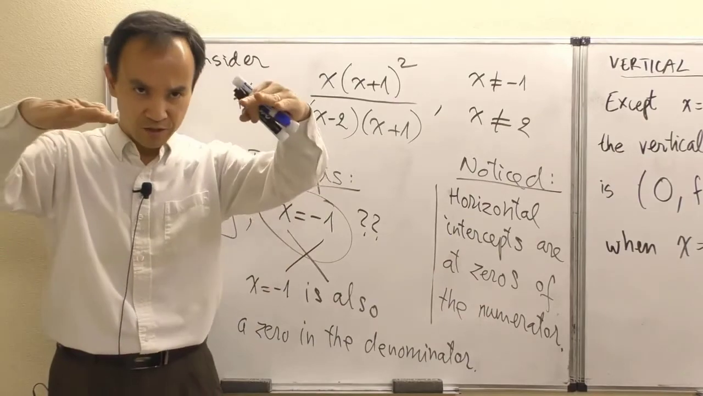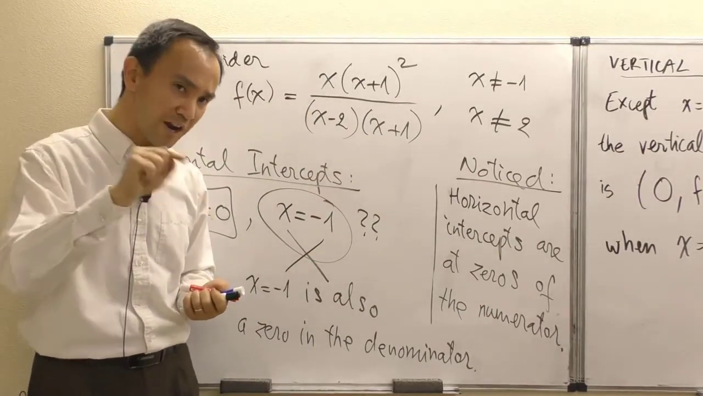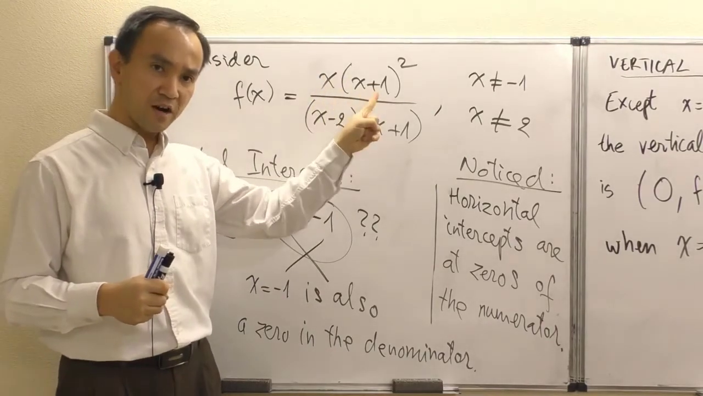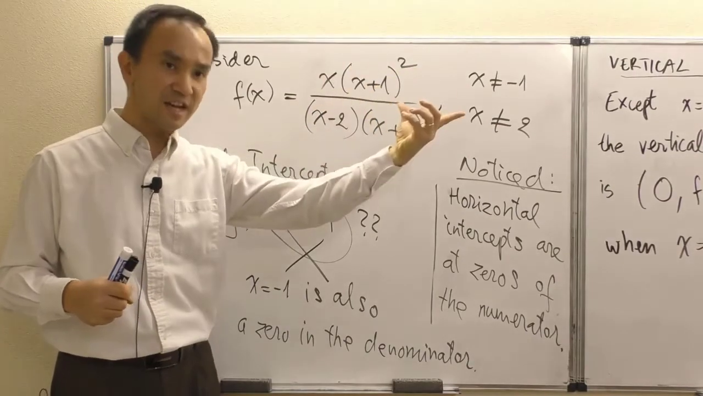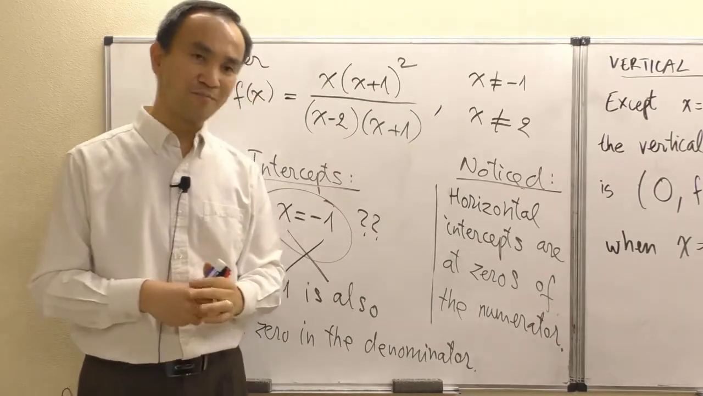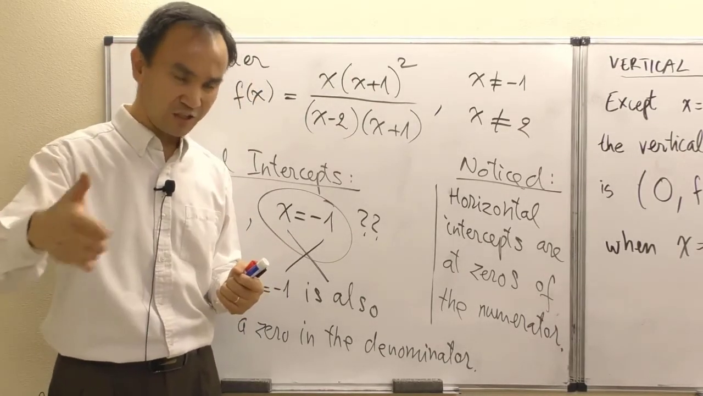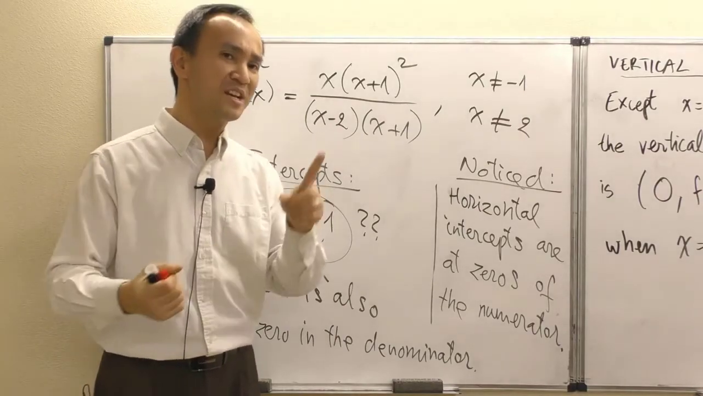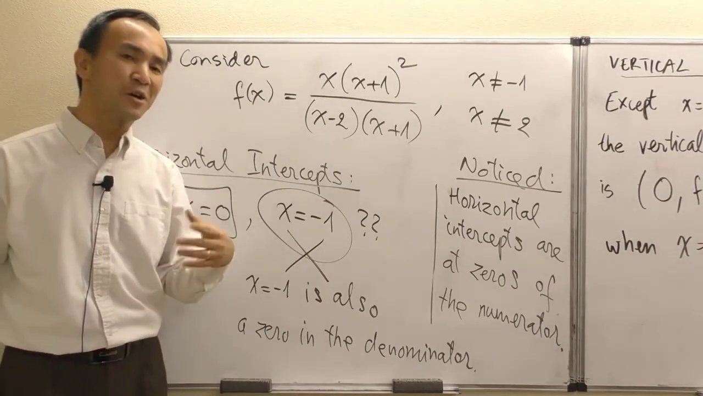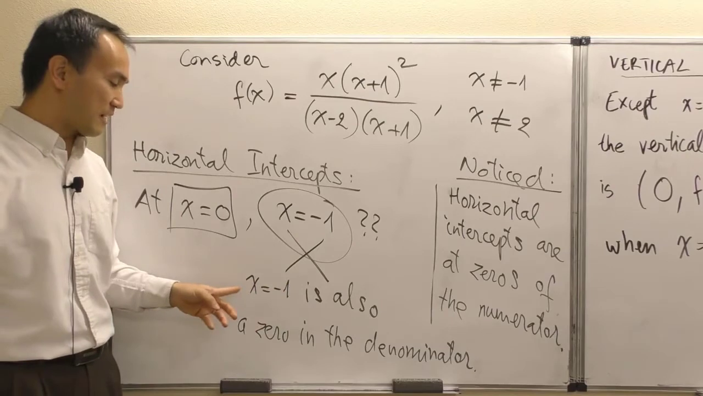That's the first thing we're going to turn our focus to, the zeros of the numerator. Any zero from the numerator is a candidate, the way I see it, to become a horizontal intercept. But will that candidate eventually qualify to be a horizontal intercept? We need another filtering criteria right here.